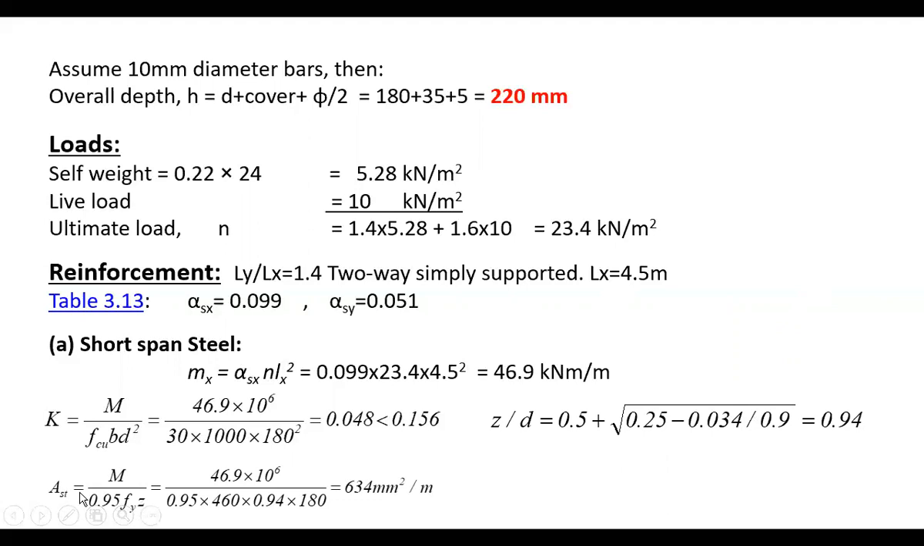The required steel reinforcement equals M ultimate divided by 0.95 f yield times Z. Okay, substitute with the values here, and the Z here is 0.94 times d. So this will be the required steel reinforcement. For this required steel reinforcement, we can use a table to calculate it. So we used here T12 spaced at 150 millimeter spacing, and the As provided equals 754.